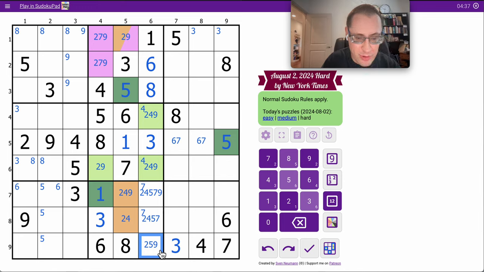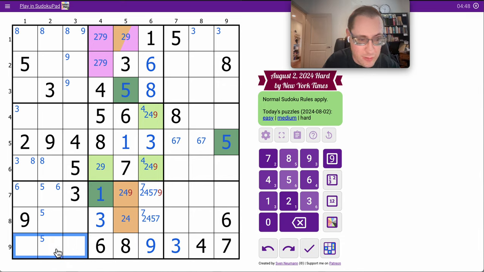Row 9, I have 3, 4, 6, 7, 8. I need 1, 2, 5, and 9. Well, this one has to be 9. This cell must be 9. It's the only space in the row. These are 1, 2, 5. Well, 1 has to go here. This can't be 5, so it must be a 2, so that's a 5.